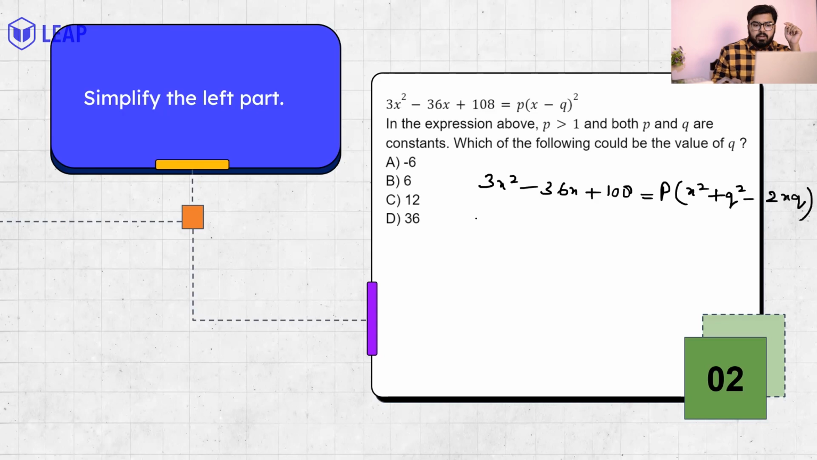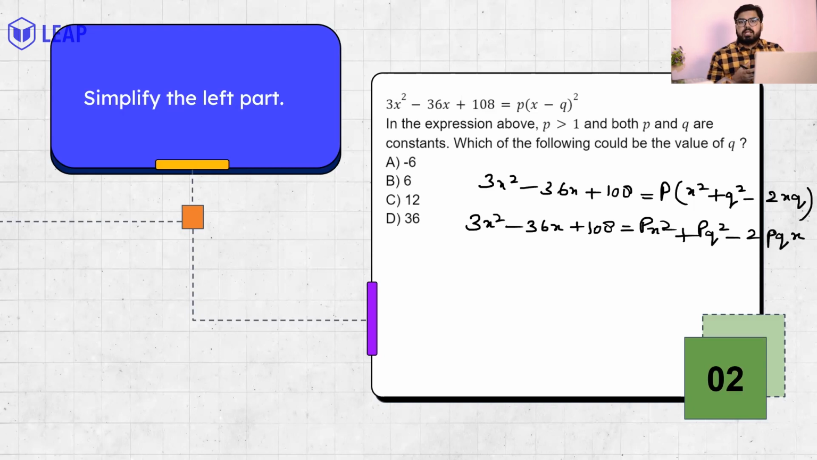We can expand it. So it's going to be 3x square minus 36x plus 108 is equal to px square plus pq square minus 2pqx. Now you can just compare the coefficients of x square, coefficient of x, and the constant term on both the sides. For example, what is the coefficient of x square on left hand side? That's 3. What is the coefficient of x square on right hand side? That's p. So comparing the coefficient of x square, you can say that this is equal to p. Basically, p is equal to 3.